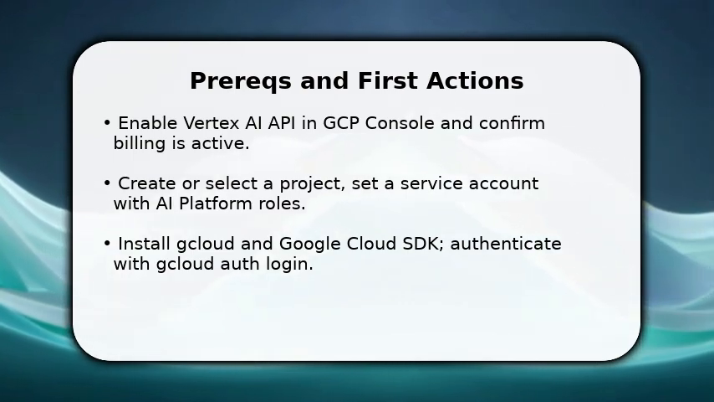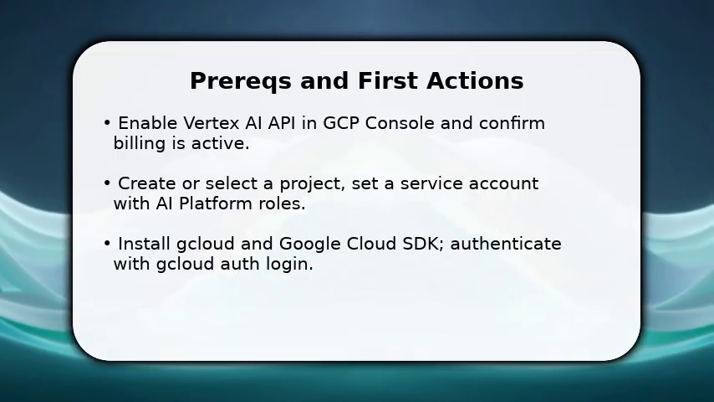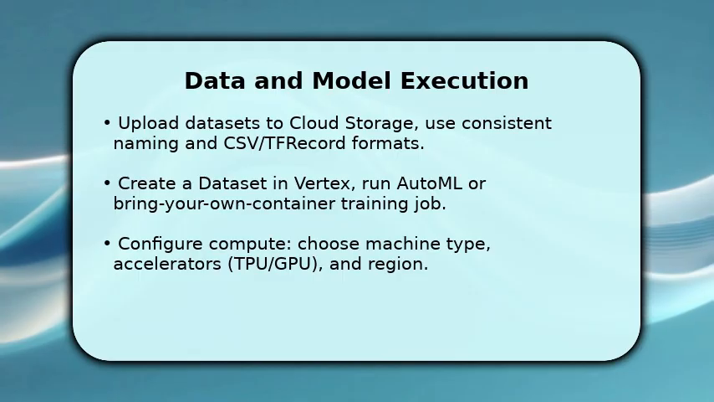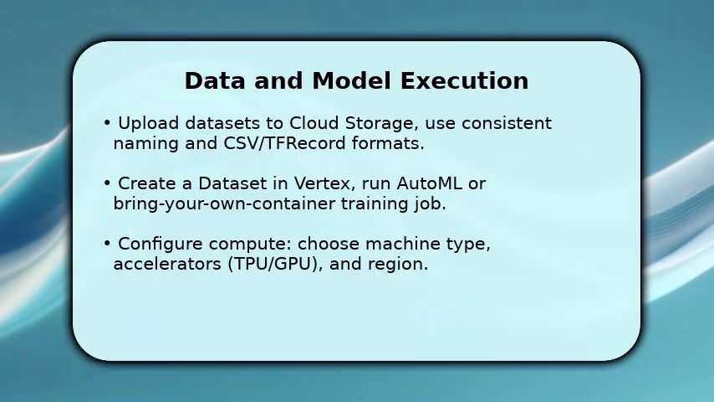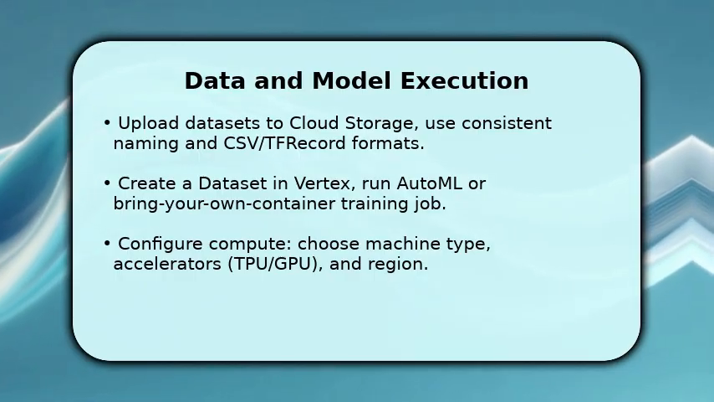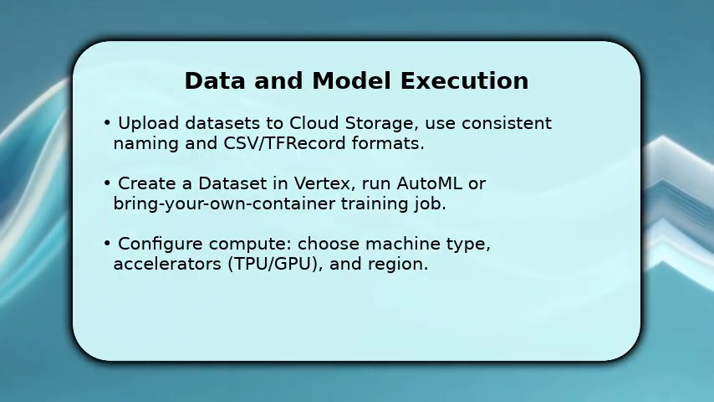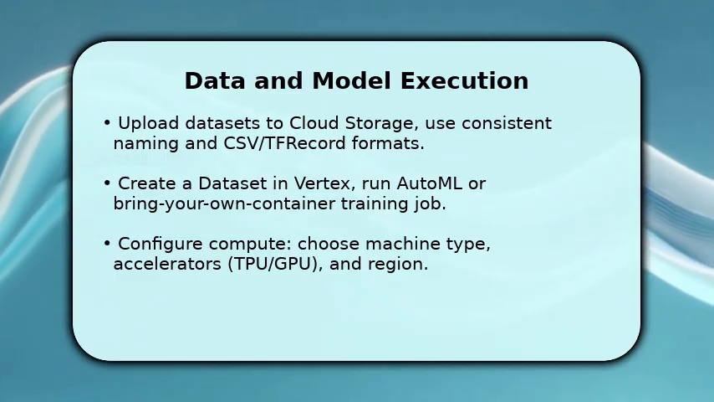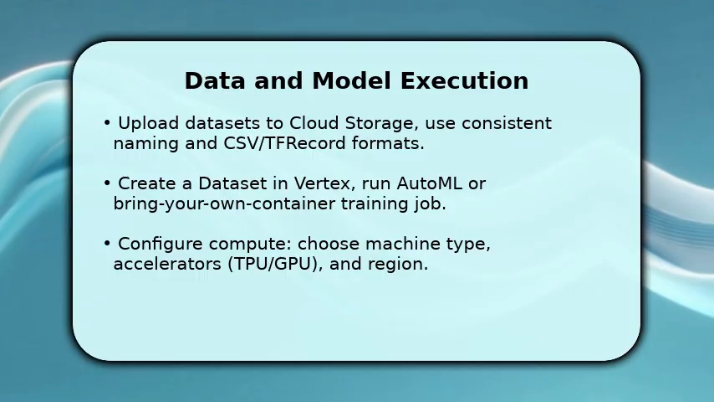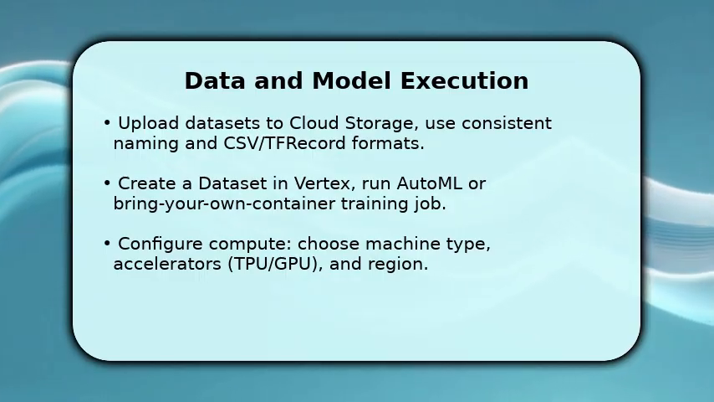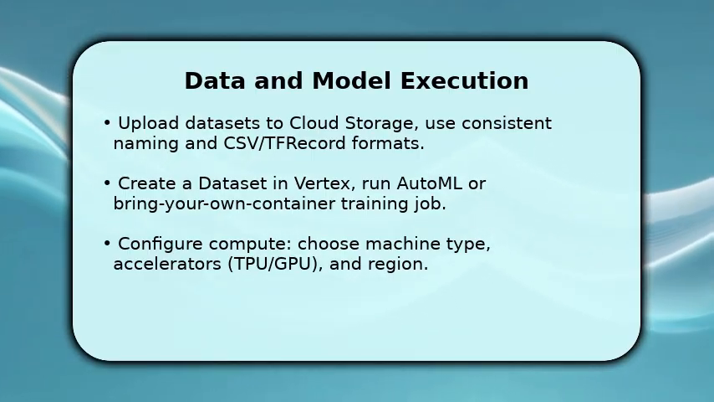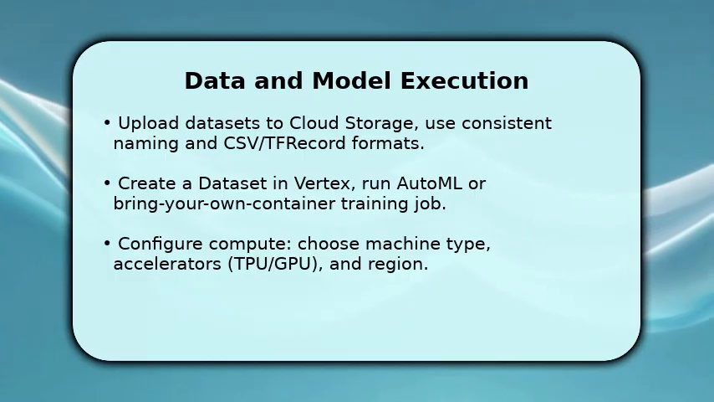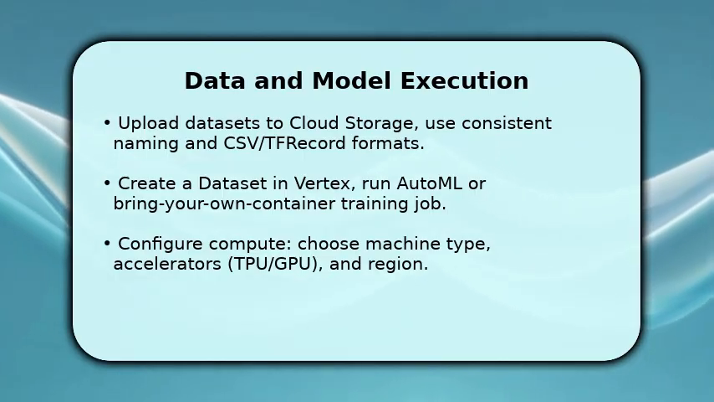Now you'll prepare data and launch training, focusing on reproducibility and cost. Upload your labeled dataset to cloud storage in CSV or TFRecord, then create a dataset resource in Vertex AI. This provides schema validation. Choose AutoML for convenience or provide a custom container for advanced models and start a training job with a clear training pipeline. Make sure to configure compute, pick machine type, attach GPUs or TPUs if needed, and set the region to minimize.